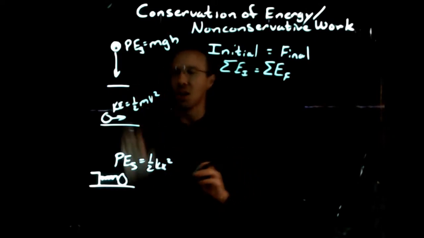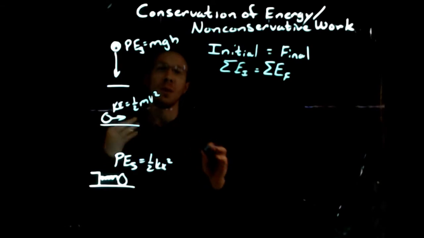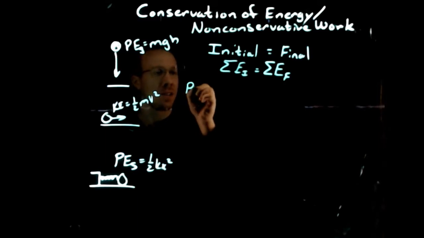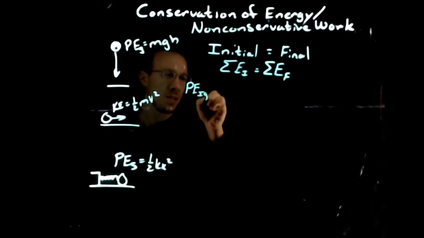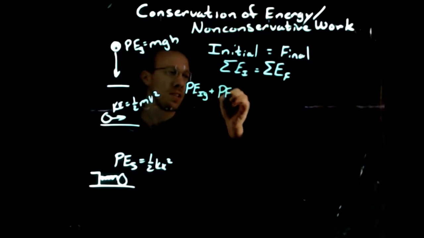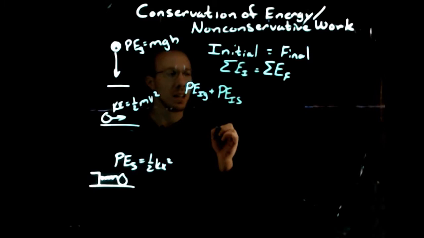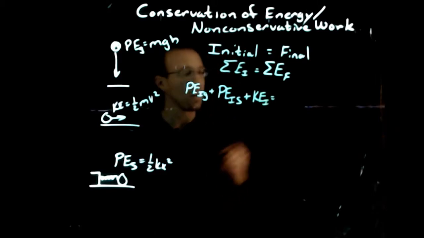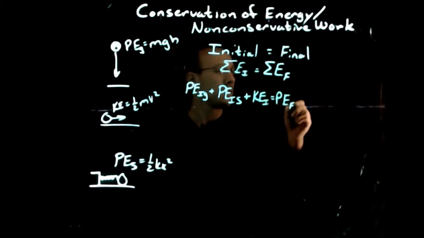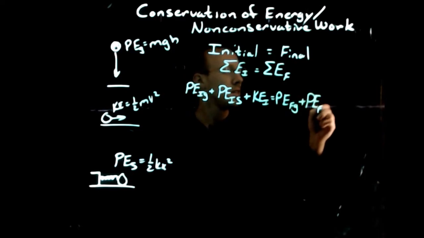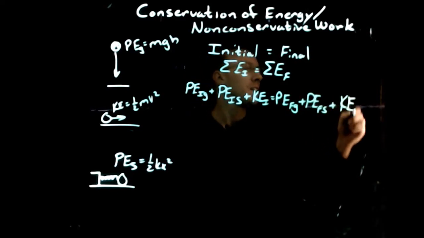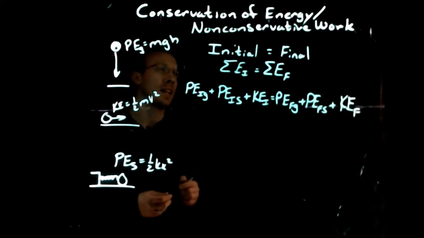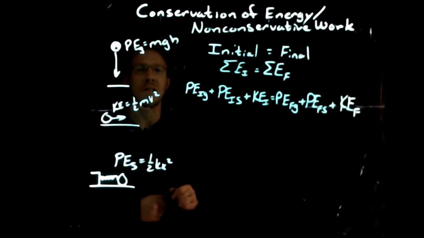So if I take a look at all of these, we have the possibility of having all of these all at once in a problem. I'm going to write every single one out. So potential energy initial due to gravity plus potential energy initial due to a spring plus the kinetic energy initial will equal the potential energy final due to gravity plus the potential energy final due to a spring plus the kinetic energy final. Now, I will not give that on a test. I think if I give that, it defeats the purpose of understanding what conservation of energy is.